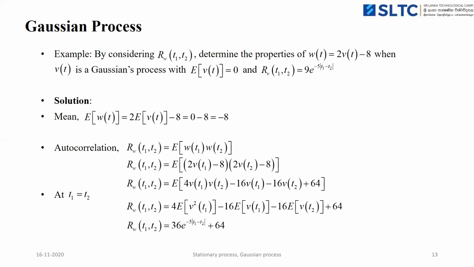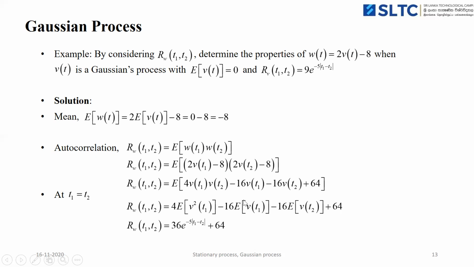Then the autocorrelation function of the random process. We can find it by taking the expectation of the random process W at time t1 and time t2. That is expectation of W of t1 and W of t2. Substitute the function W of t, 2V of t minus 8, and then multiply. We are getting 4 terms. And now we can put time t1 equal to t2. So it becomes 4 into expectation of V squared of t1, minus 16 into expectation of V of t1, minus 16 into expectation of V of t2, plus 64.